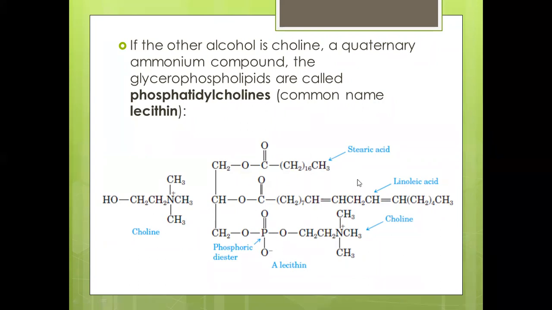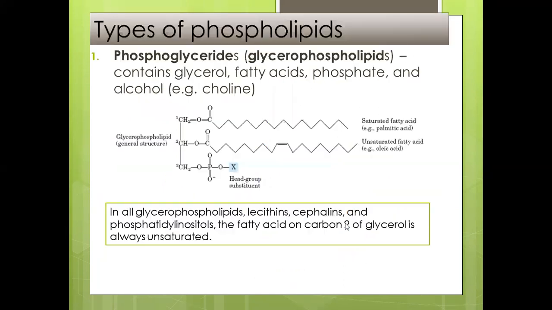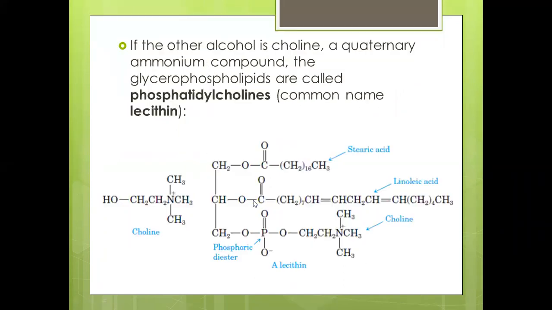So again, you notice on the structure that the second carbon has an unsaturated fatty acid, and you have here, if the X is lecithin, if it's choline, what is choline? You have CH2, it's a quaternary ammonium, and CH2.